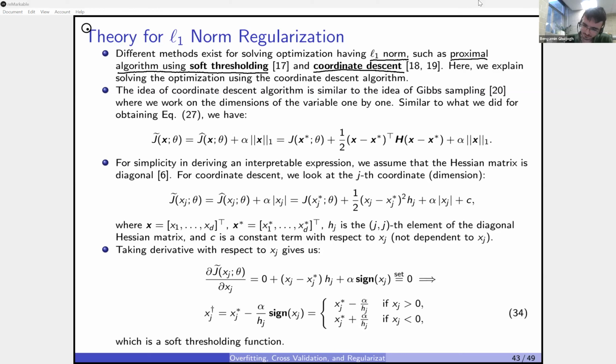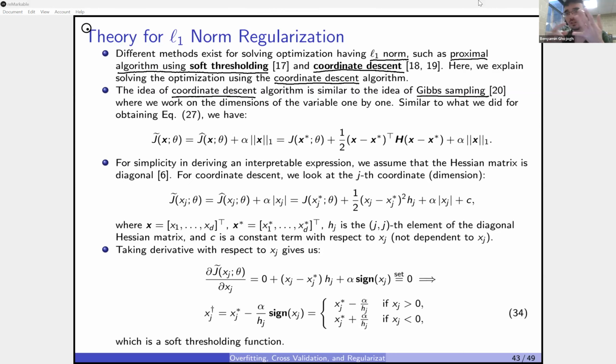So there are some methods like these. Here we explain solving the optimization using the coordinate descent algorithm, and we will see at the end that we will end up with soft thresholding. The idea of coordinate descent is similar to the idea of Gibbs sampling. Coordinate descent is an optimization algorithm. It says that let's optimize with respect to every coordinate one by one.